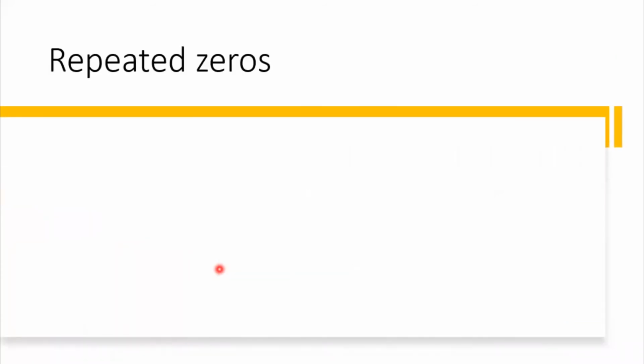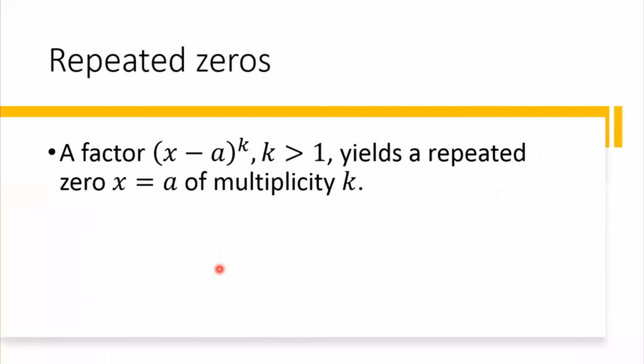Okay, so what do we mean by repeated zeros? A factor, quantity x minus a raised to k, where k is greater than 1, k is the exponent, yields a repeated zero, x is equal to a of multiplicity k. So for example, we have quantity x minus 2 raised to 4. Okay, 4 is greater than 1, right? So it yields a repeated zero of x is equal to 2 of multiplicity 4.